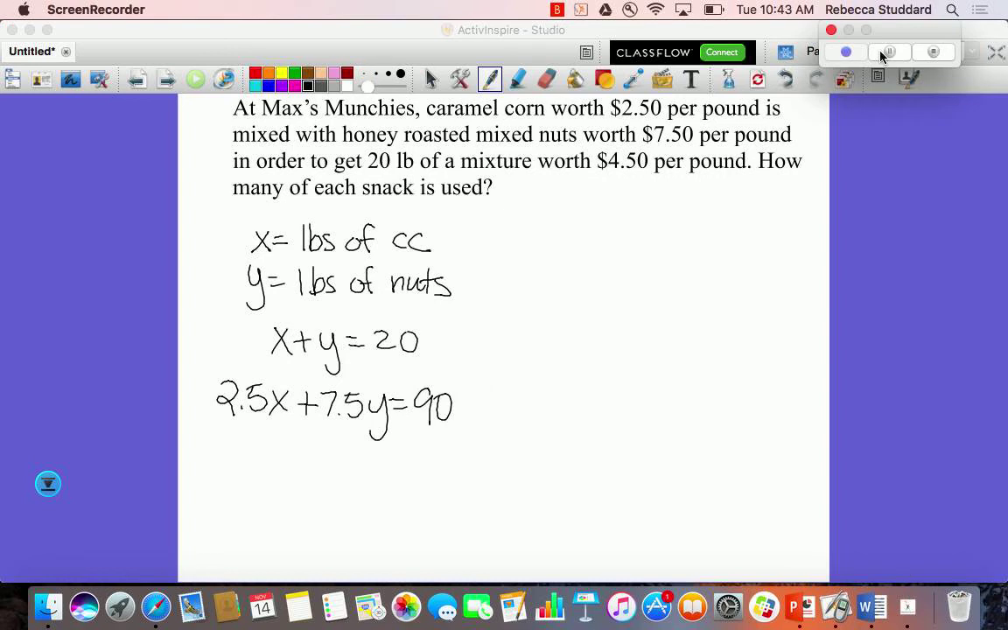But looking at this second equation, it's $2.50 per pound of caramel corn, $7.50 per pound of nuts, and the total was $4.50 per pound, but we had 20 pounds. So we had to do $4.50 times 20 to get 90.